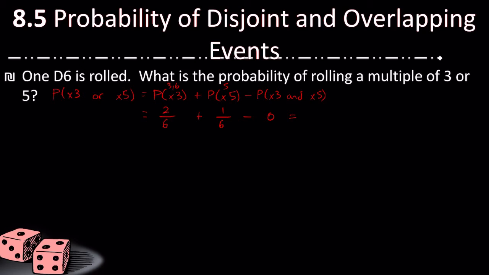So 2/6 plus 1/6 is 3/6, which is 1/2, which is 0.5. So 50% chance.